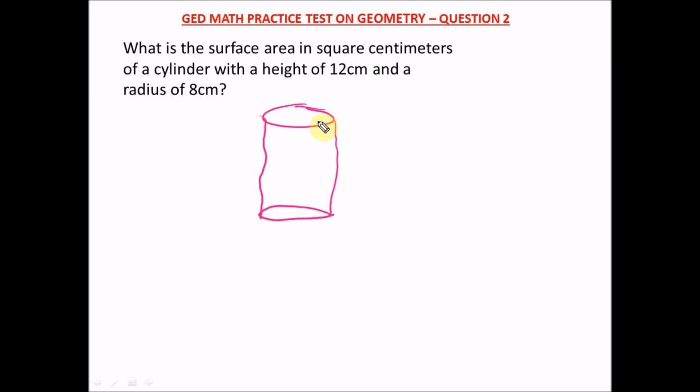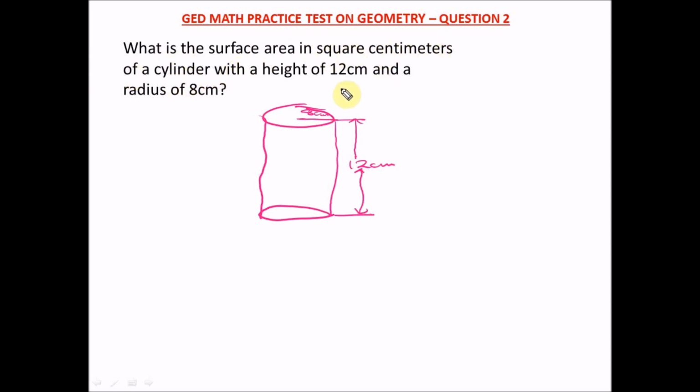Okay, all right, and the radius we have is 8 centimeter. Is that not it? And the height of our cylinder is 12 centimeter. That's from here to here. Okay, that's the height, 12 centimeter. And we're told to find the surface area in square centimeters of the cylinder.